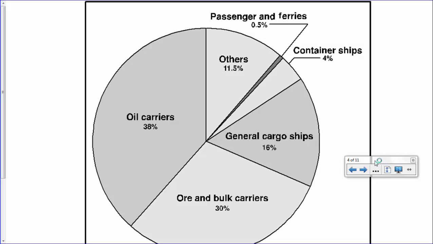Here's an example of where you might see circles. There's many examples in the news, in a newspaper, on the internet, where you will see a circle graph. A circle graph is one of the things that we'll study in our introduction to circles.